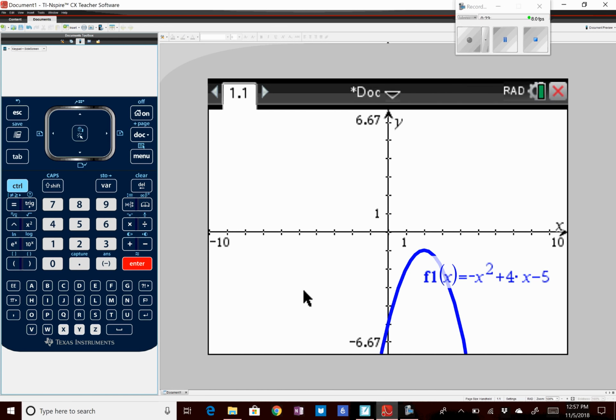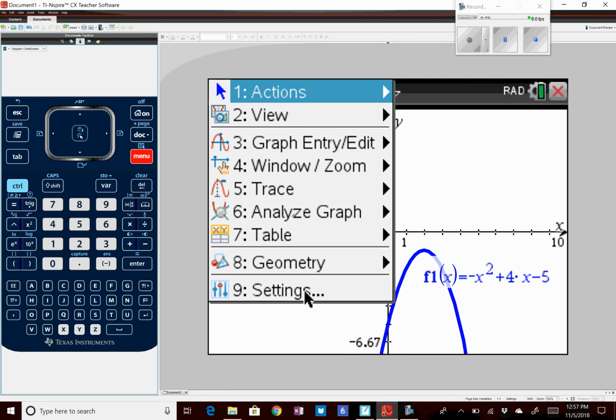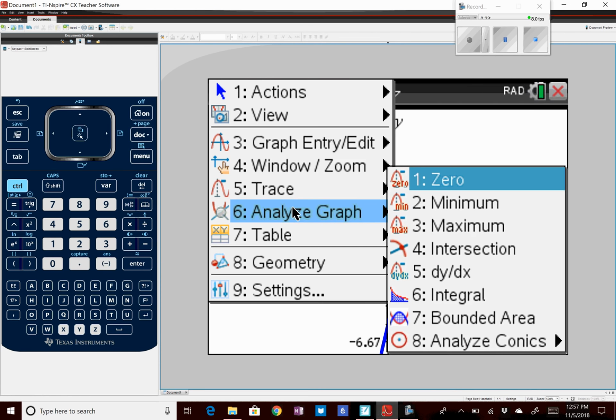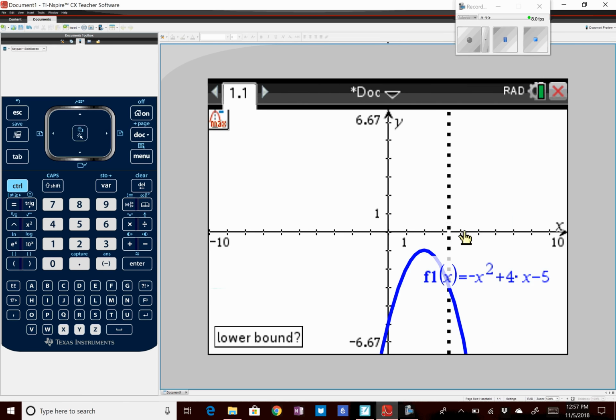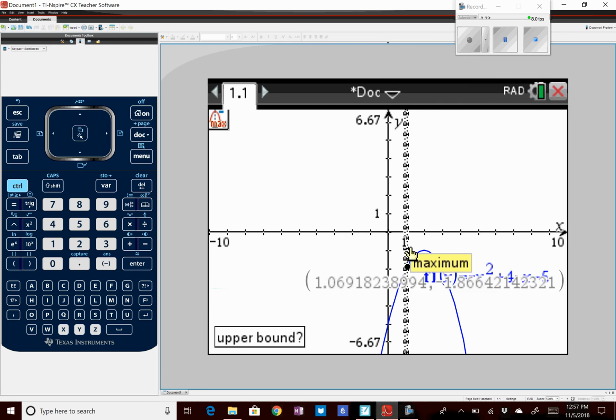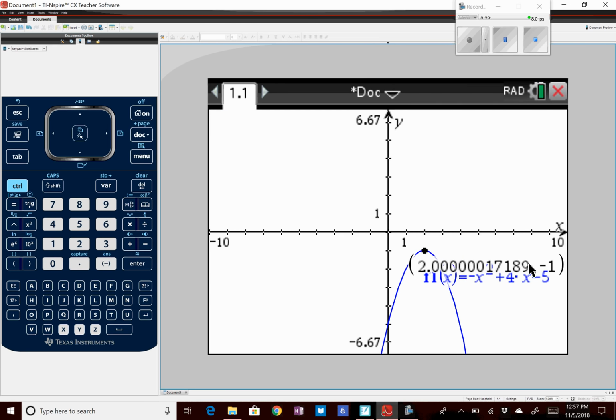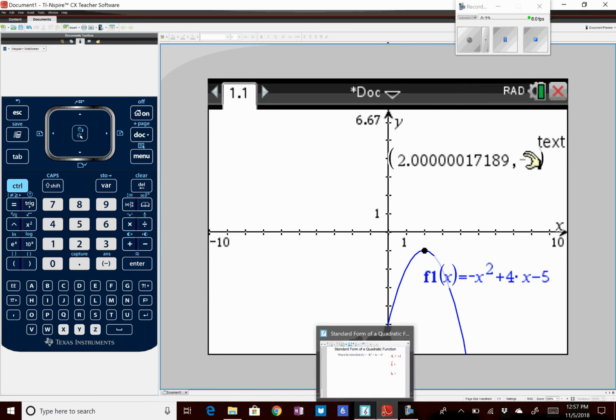We need a vertex. So again, menu, analyze graph. This time the opening is at the bottom and the vertex is at the very top. So we have a maximum. Wants a lower bound to the left of the vertex, upper bound to the right of the vertex. So we have a vertex of 2 and negative 1. So h is 2, k is negative 1.